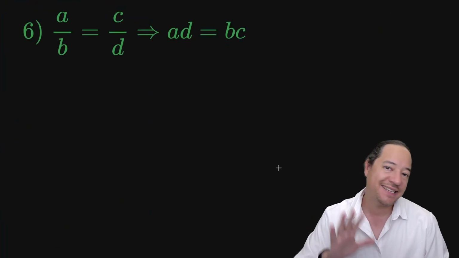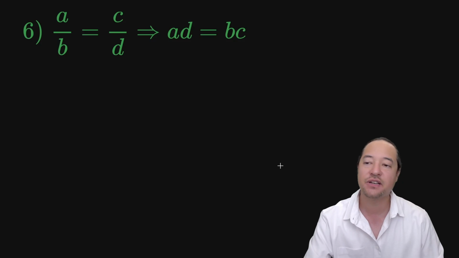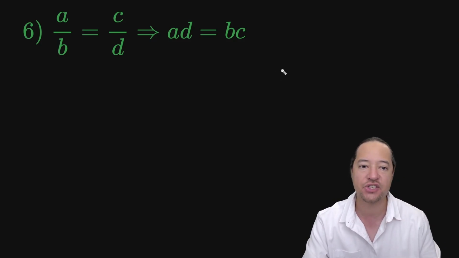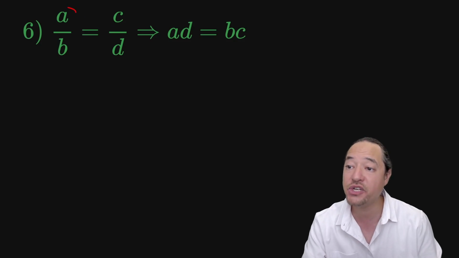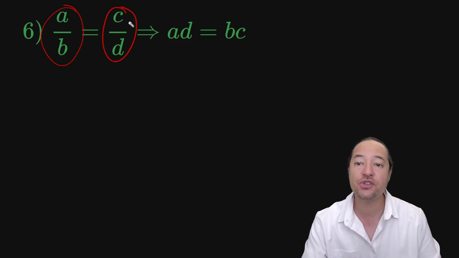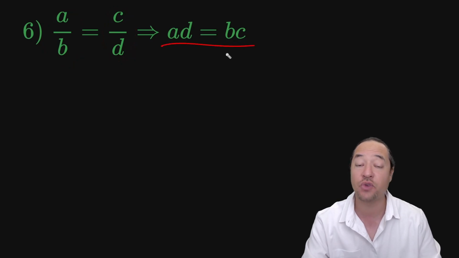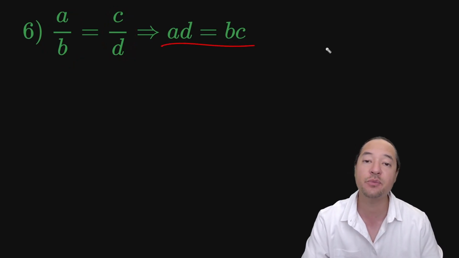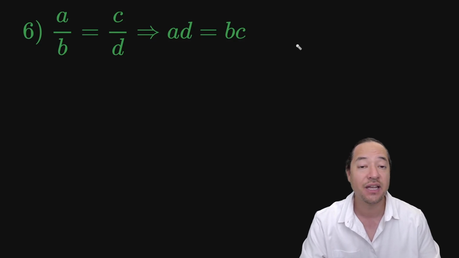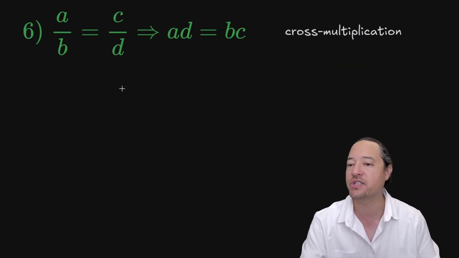This last property is a little bit different than the other ones because it's not an operation. We're not adding or multiplying fractions. Instead, we have an equation where two fractions are equal to each other, but there's a way to rearrange the equation and write it in this form. And that's going to make it usually a lot easier to solve algebraic expressions. This whole thing is actually called cross multiplication, and we'll see why in just a second.